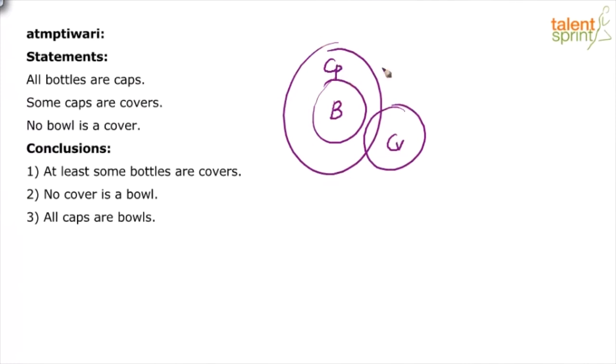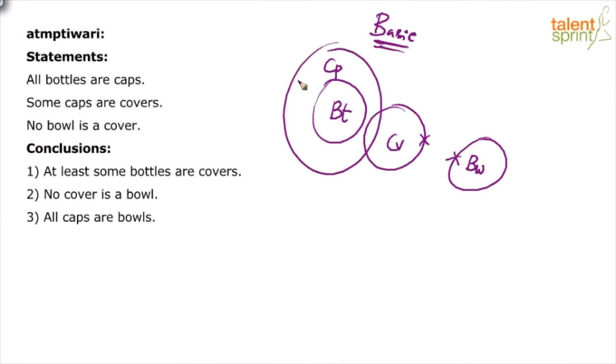So all bottles are caps, some caps are covers, and no bowl is a cover. Again, let's say this is BT and BW. Okay, so that's the basic diagram for the given statements. What did we ensure here? We have ensured minimum overlapping, the least encroachment of different sets.